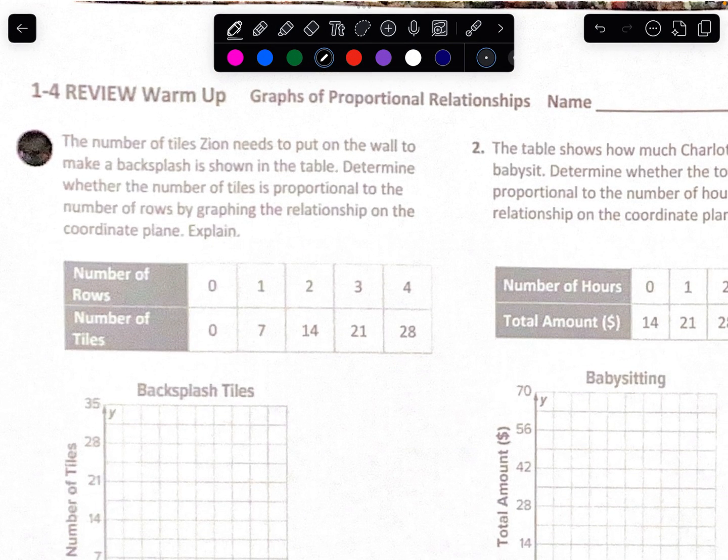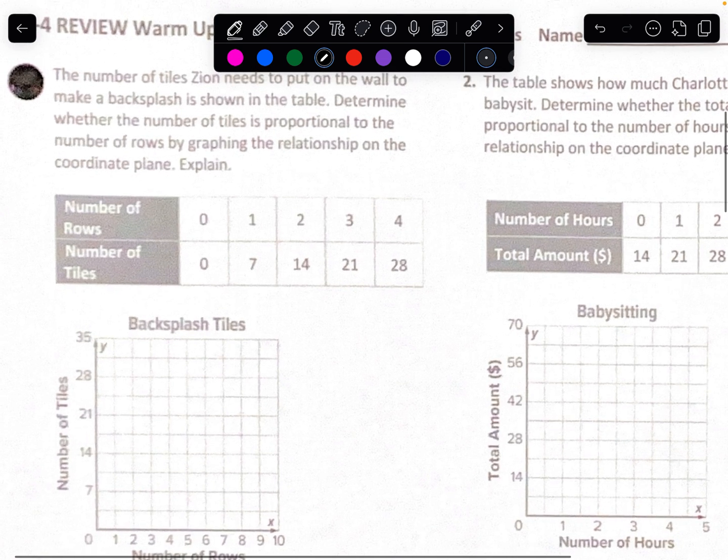Hey class, by now we should have finished the warm-up, and if you haven't grabbed your red pen, do so now because we're going to start correcting. So I'm going to do the first problem.